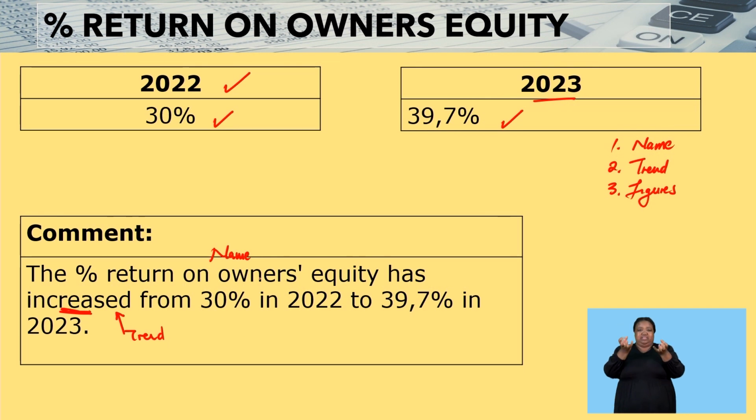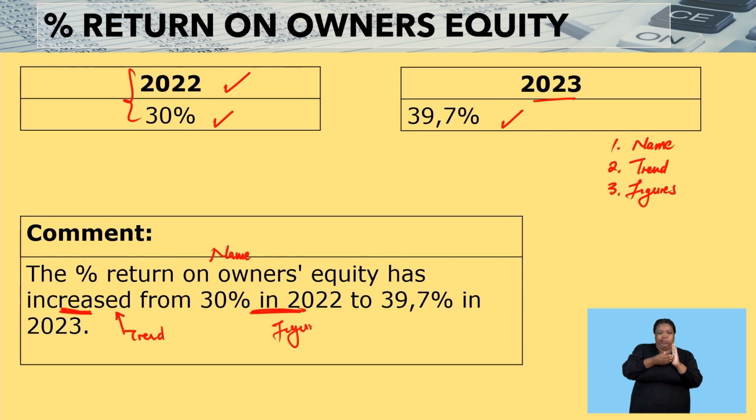So we say the percentage return on owner's equity has increased from 30% in 2022. So we're quoting the figures that are here. To 39.7% in 2023. I have the name, the trend, as well as the figures. Once you have done so, that simply means you have calculated, you've compared, you've commented, and you've touched the three aspects in commenting. This is how I would expect you guys to do the percentage return on owner's equity.